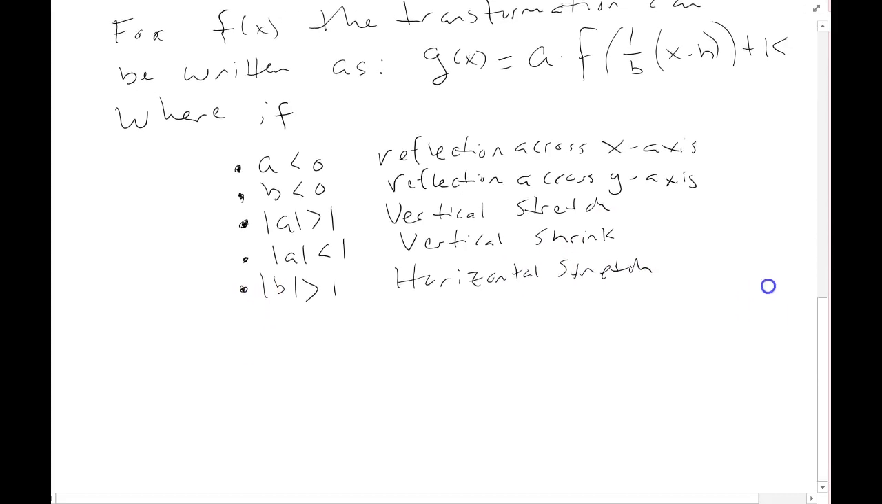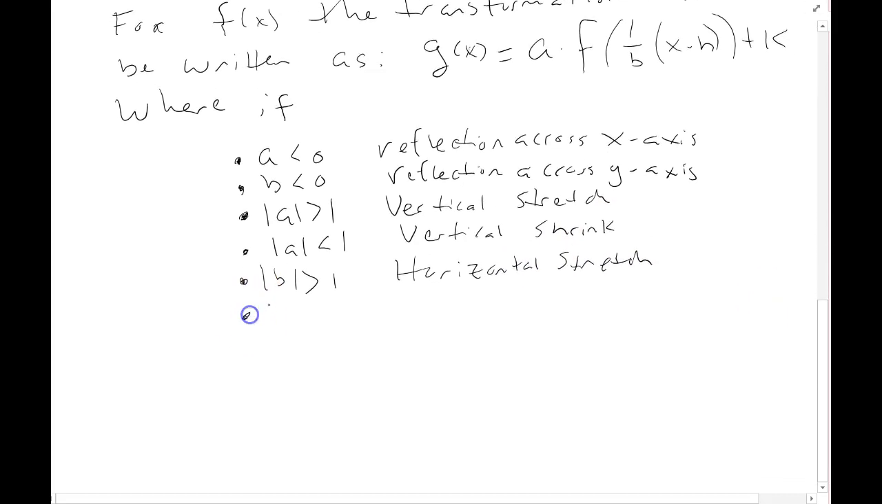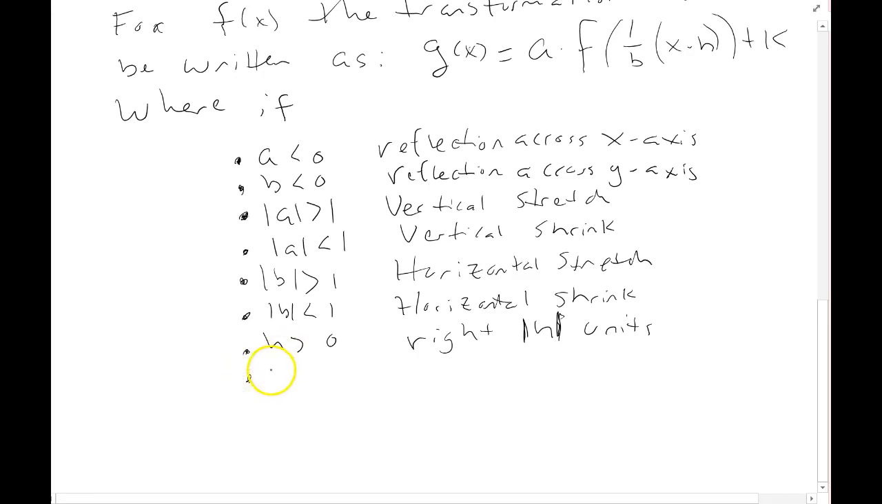If the magnitude of b is greater than 1, we'll have a horizontal stretch. If the magnitude of b is less than 1, we'll have a horizontal shrink. If h is positive, we're going to translate right h units. And again, I wrote absolute value here because if h is negative, it'll go left absolute value of h units.